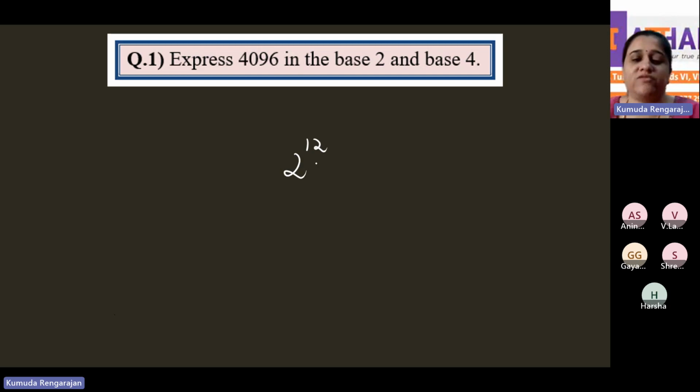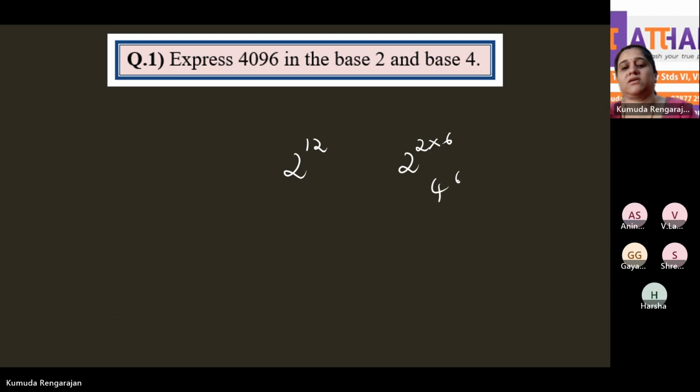Anantika, see, from this, now the base is 2, right? You want 4 as the base. So you know that 2 square is 4, right? Yes, ma'am. Ma'am, I got it now. Write 12 as 2 into 6. Yeah, ma'am. I got it now. Okay.